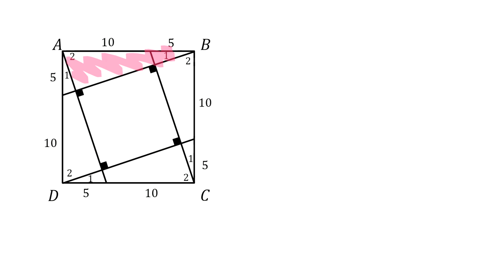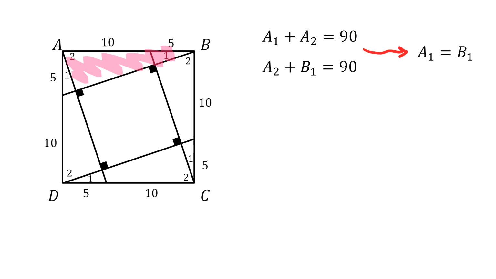The angles of the square are 90 degrees, so A1 plus A2 equals 90 degrees. Also, this triangle is a right triangle, so the sum of A2 and B1 is 90 degrees. Since A1 and B1, when added to A2, both equal 90 degrees, A1 and B1 are equal to each other. Now, we move on to the other triangle. The things we said for the previous triangle are also true for this triangle.